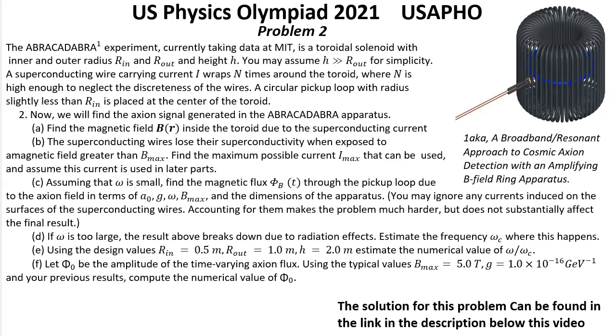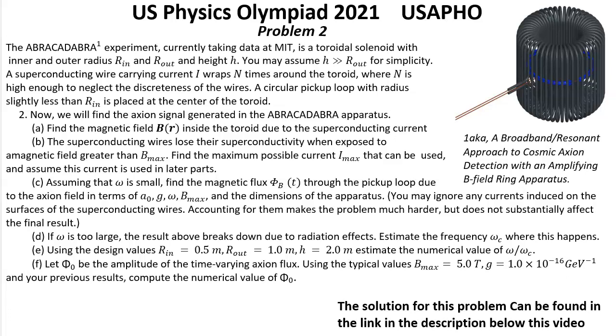D. If omega is too large, the result above breaks down due to radiation effects. Estimate the frequency omega c where this happens. E. Using the design values r in equals 0.5 meters, r out equals 1 meter, and h equals 2 meters, estimate the numerical value of omega over omega c.